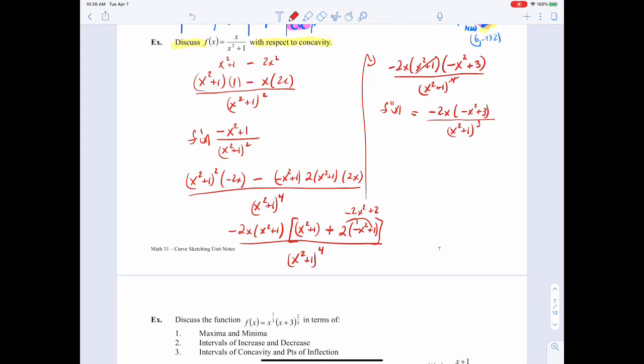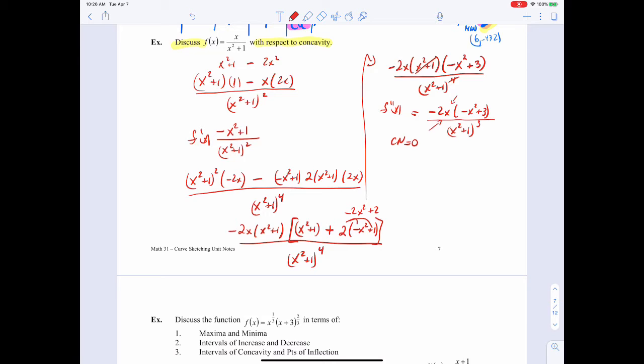So now I have to look at my critical numbers of this. At the bottom, there's going to be nothing that makes this undefined, right? Any value I put in there, there's no way I can make that a negative 1 out of the x squared. So there's no value that makes this undefined. So all I have to do is look at the top. So I have a critical number of 0 here.